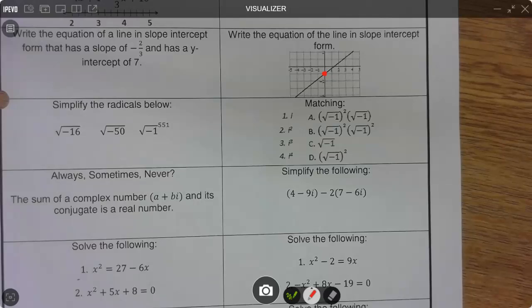It goes directly through a corner. So it goes directly through this corner here and that corner there. So that's going up 3 and over 4. So my equation is going to be 3/4 x and then my y-intercept of -1.